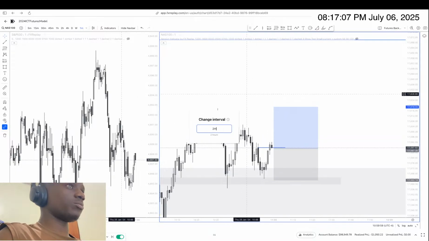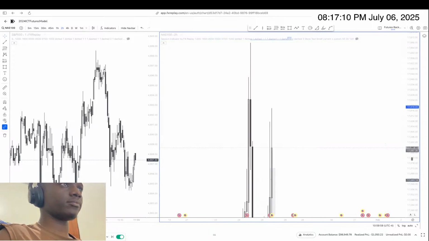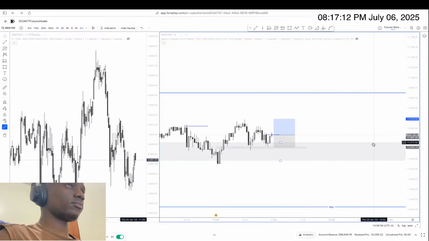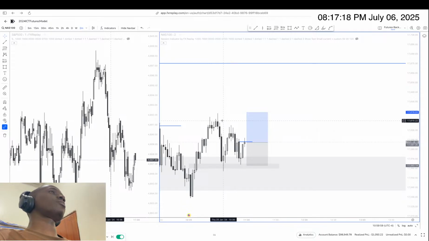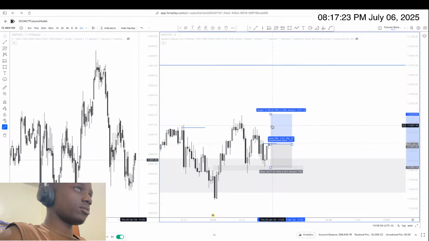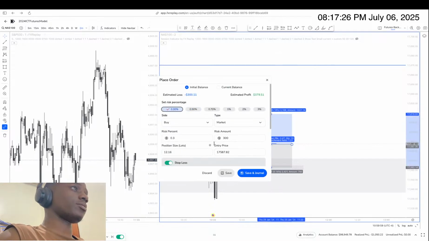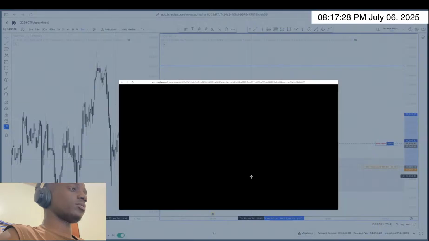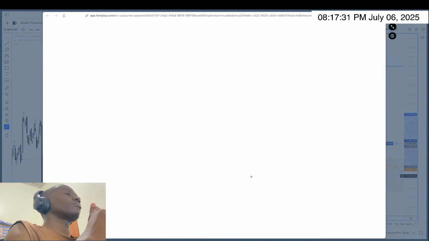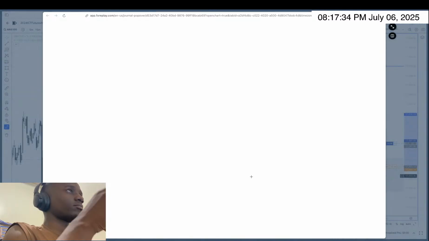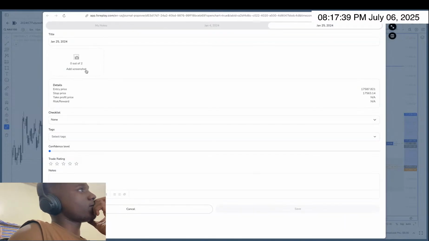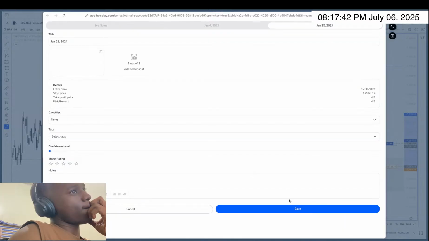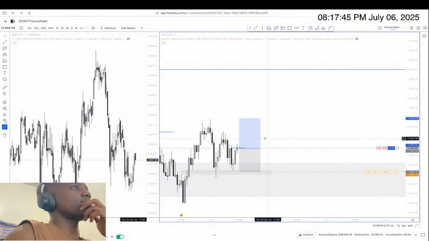Now going on the 2 minute, might have its changing state right there, and yeah, that's where we can think of scaling in. So we can take this entry, risk 0.30, keep TP open. Let's see what happens.